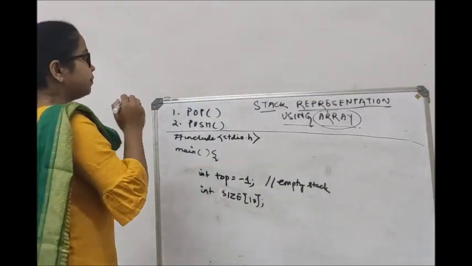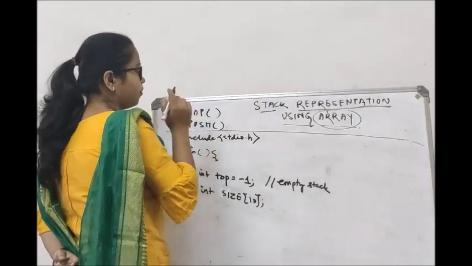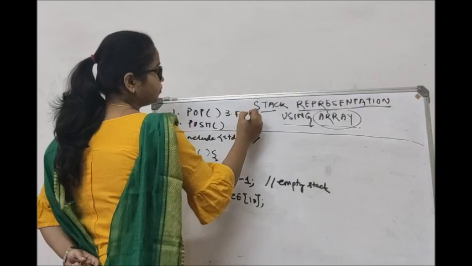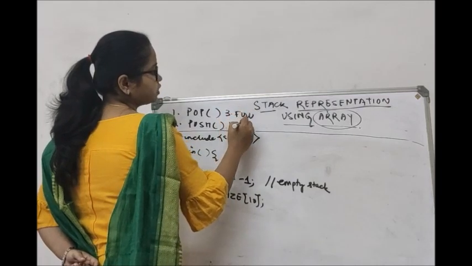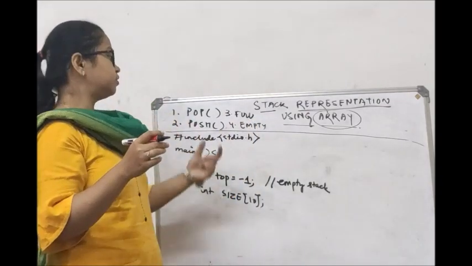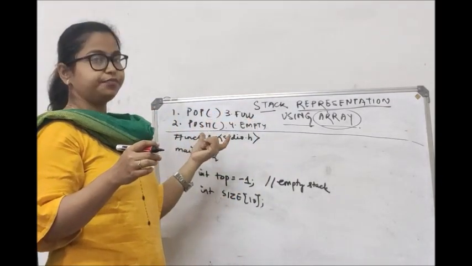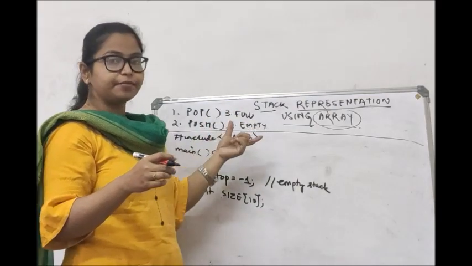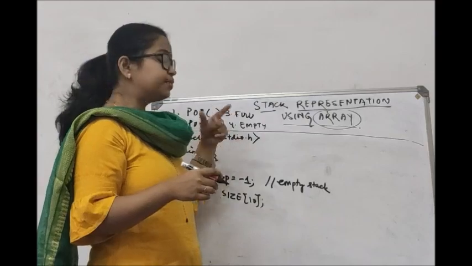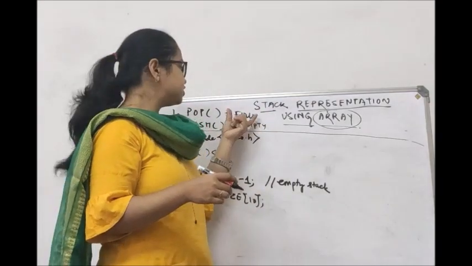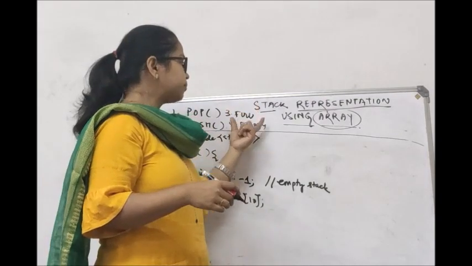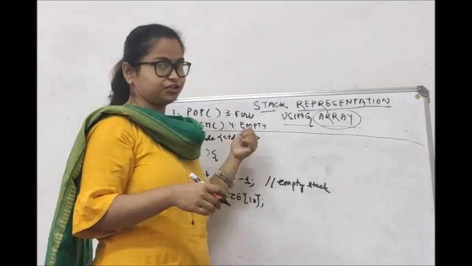Now we have to implement these functions: push, pop, and what else? We have to check whether it's full, and we have to check whether it's empty. If it is empty, then we cannot pop elements out of the stack. Similarly, if it is full, we cannot push new elements into the stack. So for that matter, we also have to define these functions.